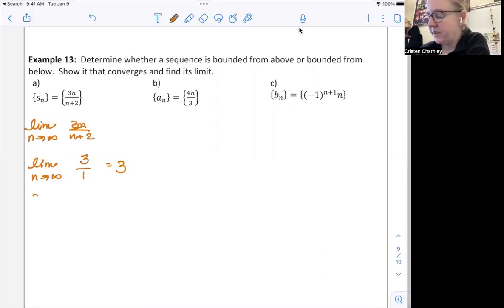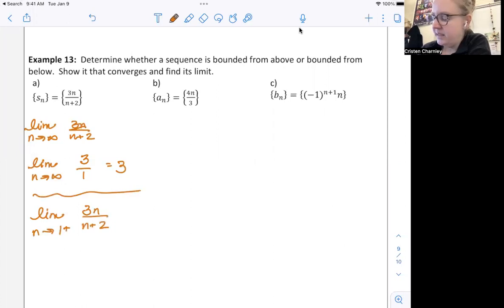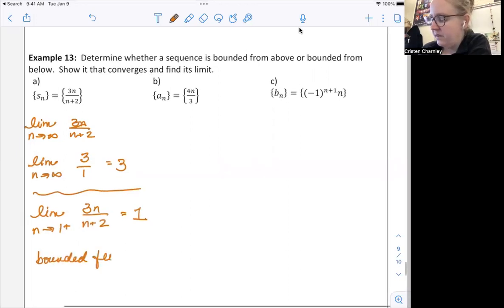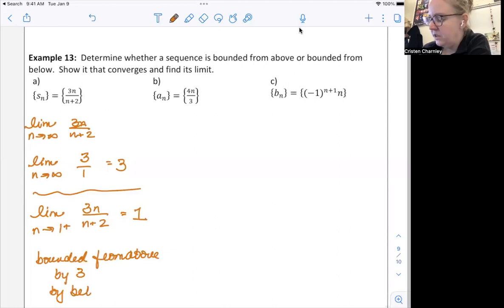Now your textbook does it a little bit differently. And because we're talking about sequences, we start at the value of 1. So I'm also going to look at this as the limit as n approaches 1, only from the right, not the left-hand side, of 3n over n plus 2. If I put 1 in for both of those n's, I wind up with 3 over 3, which is equal to 1. So it's bounded from above by 3 and from below by 1. So no matter what, all those terms are sandwiched between 1 and 3.